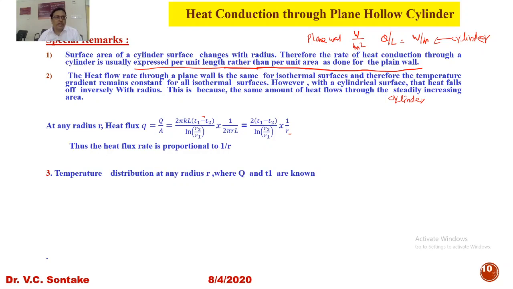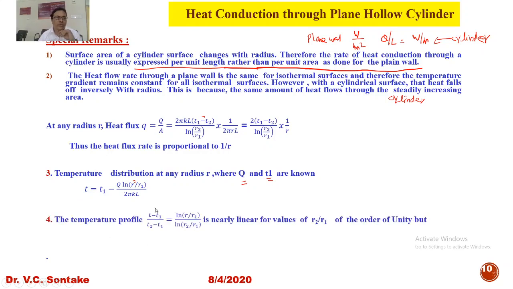Point number 3, temperature distribution at any radius R where Q and T1 are known. If you know the rate of heat transfer through the cylindrical surface and the initial temperature T1, you can find the temperature distribution at any point in the radial direction. T is equal to T1 minus Q into log of R over R1, over 2 pi K L. So you vary the value of R, you will get the temperature at that point.